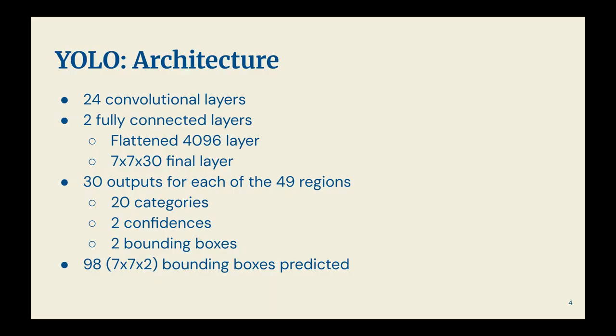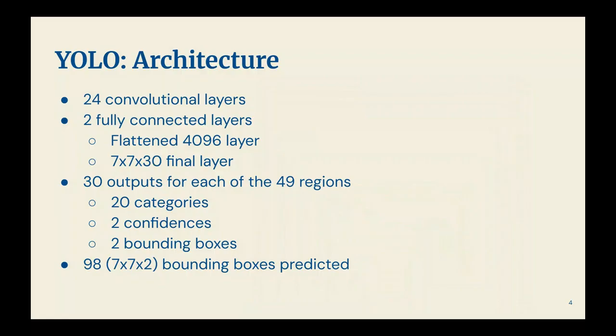And so that 7 by 7 represents each of the patches in the 7 by 7 grid, so the 49 regions. And then for each patch, there are 26 possible categories, two bounding boxes, and two confidence values. And so that's where the 30 in that tensor comes from. So that means you have 49 possible objects detected, one for each patch, and 98 potential bounding boxes.